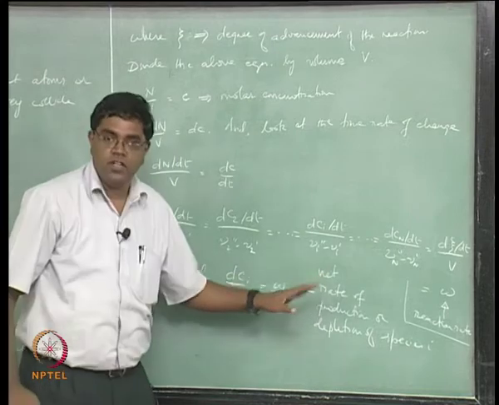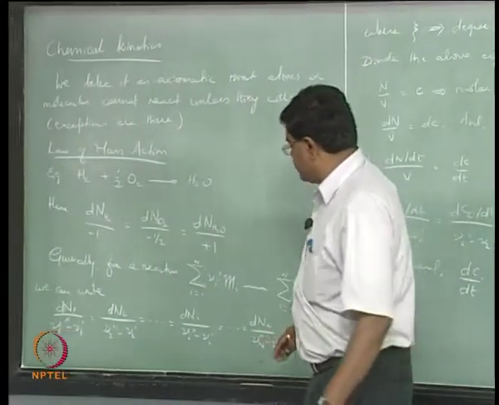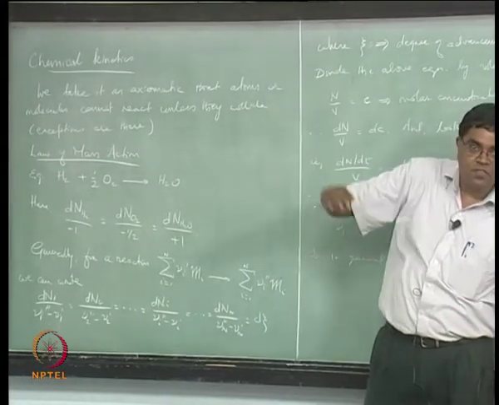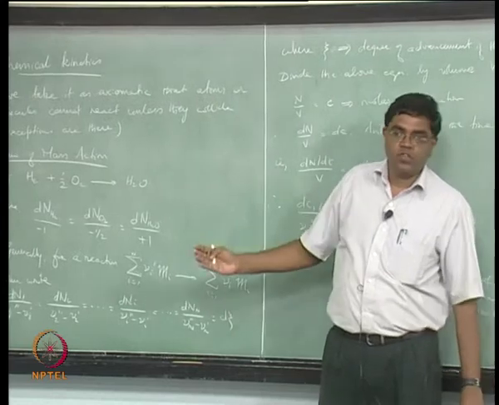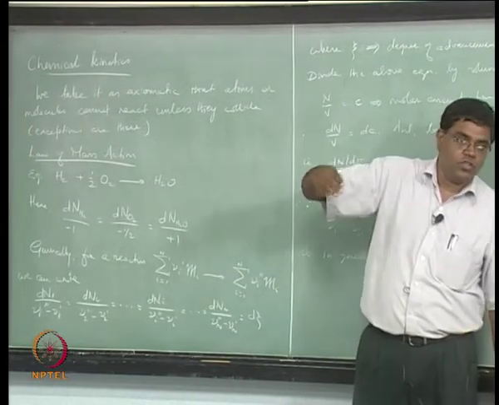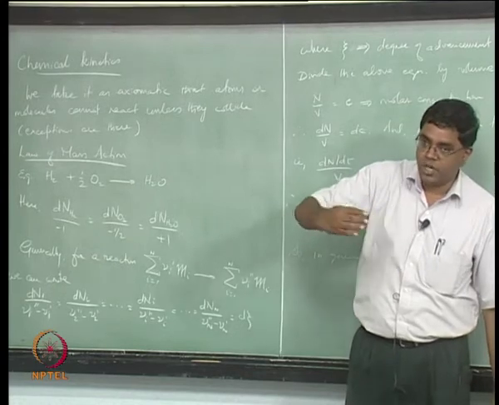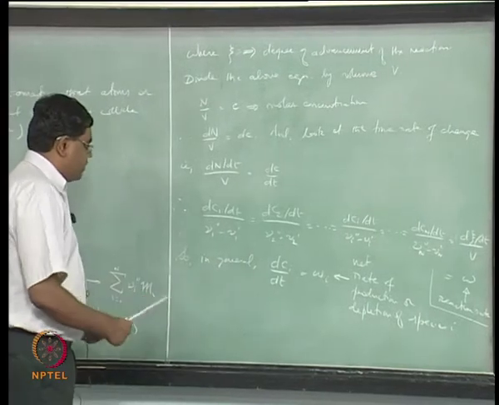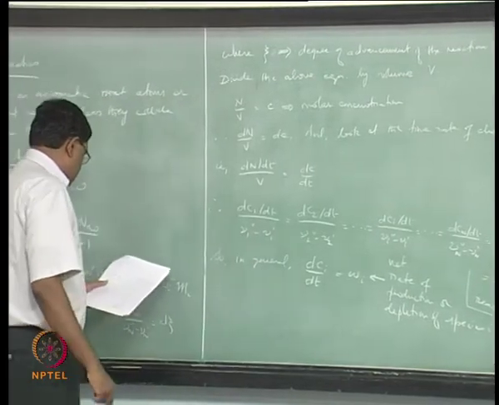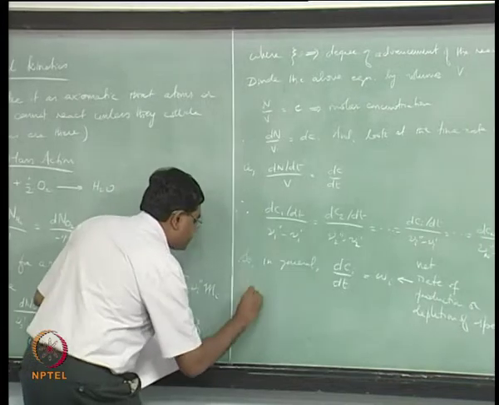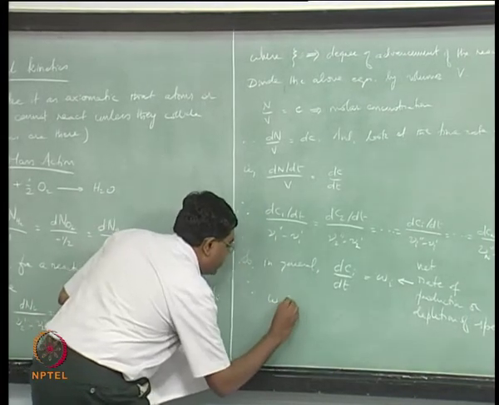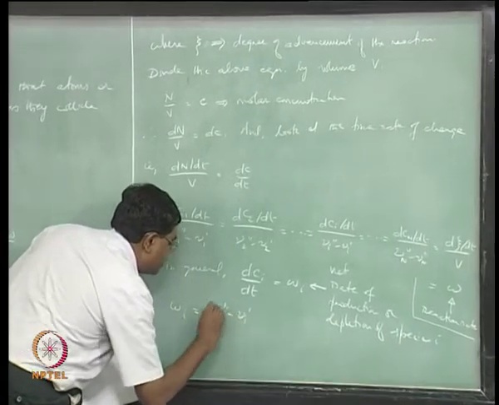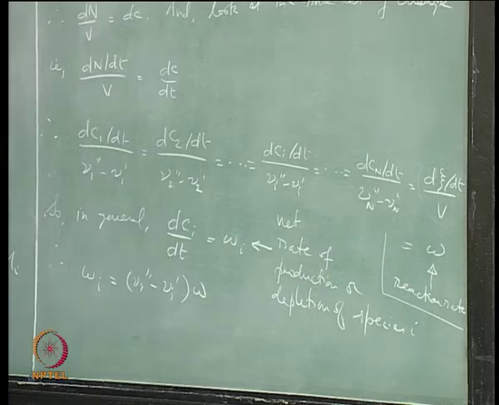Essentially what you are thinking is not just one reaction here. We will now try to have a sequence of reactions in which a species could be produced in one reaction, it could be consumed in another reaction. So there is a net rate of production and depletion. That's what the word net would mean, and we will see this a little bit more explicitly. But essentially what we are now saying is therefore omega I is nu I double prime minus nu I single prime times omega.